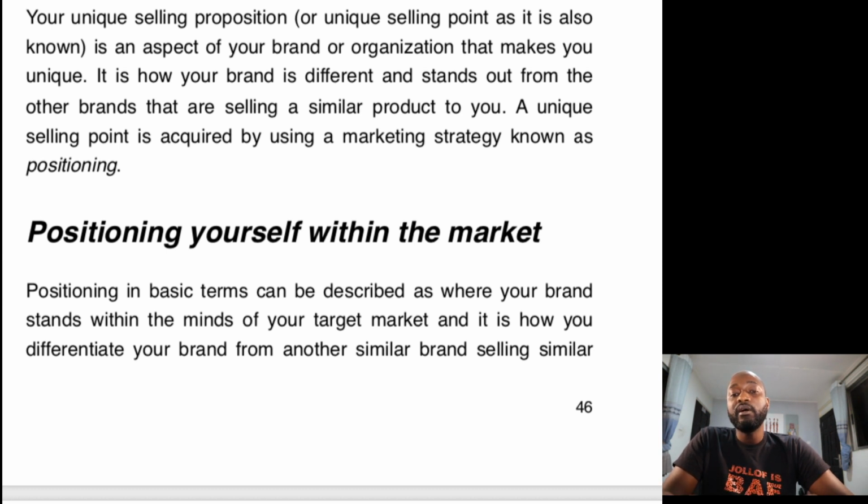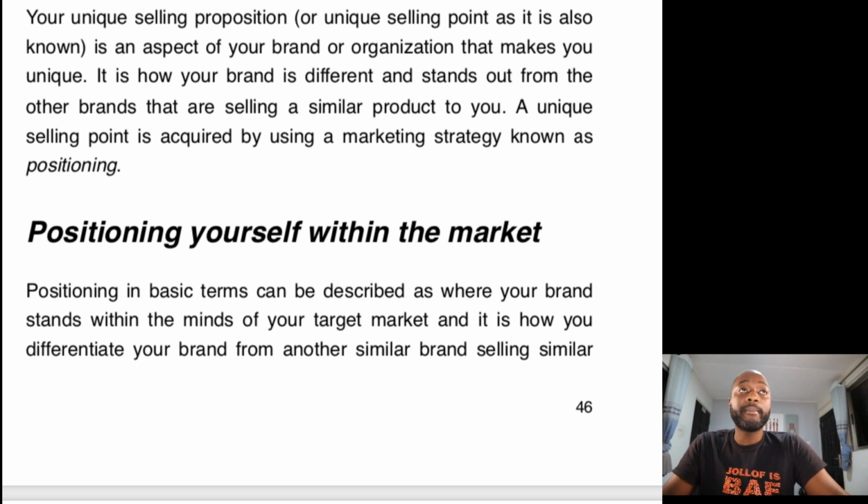Uber says, oh, I'm going to bring taxis to you, and you don't have to go and hail your taxi yourself. I'm going to make it convenient for you. I'm going to put it in the app and just make it simple. That's the unique selling point. So what is going to be the unique selling point of your product, your service, or your fashion brand? You need to start thinking about that now.